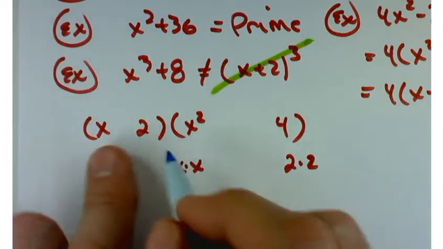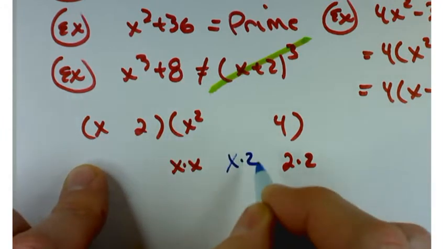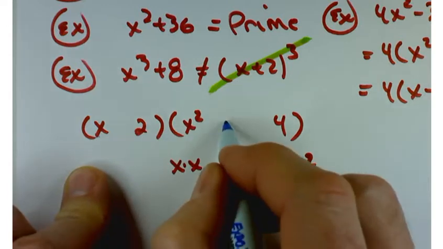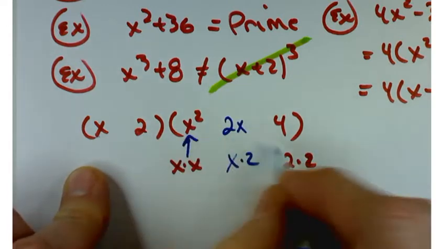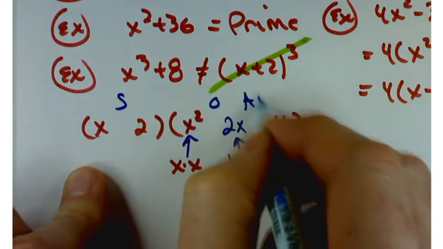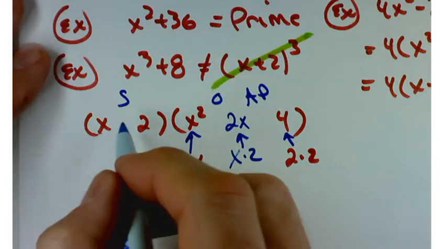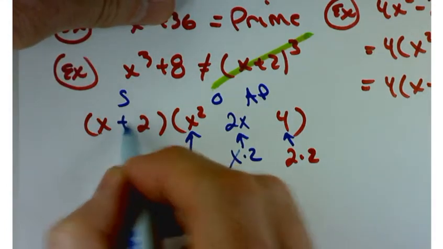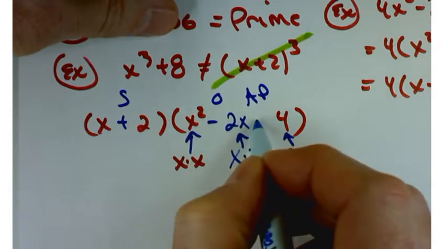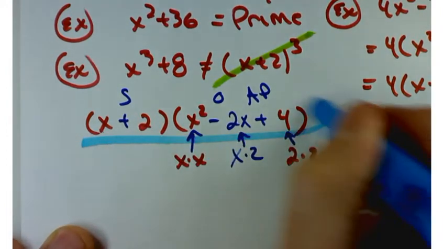To get that middle term, I need to do something else with these two terms. X times 2, or 2x. And here's where that SOAP part comes in. Same, opposite, and always positive. So, Megan, what signs should I put in here? Plus, minus, plus. Yay. Thank you. So overall, here's your answer.